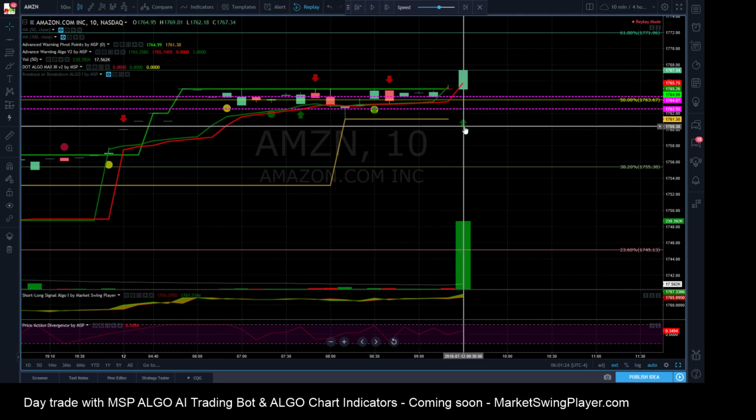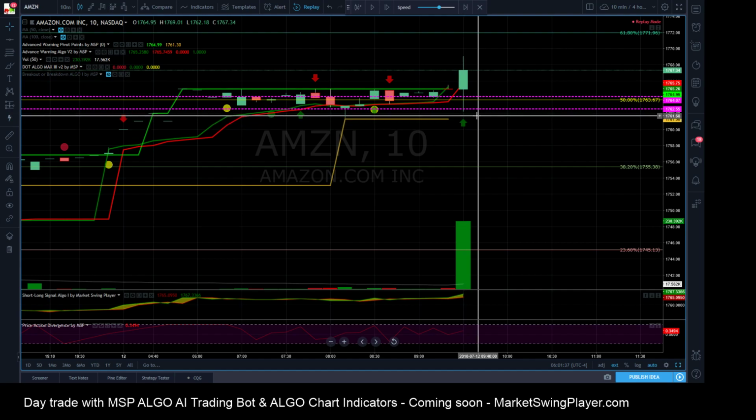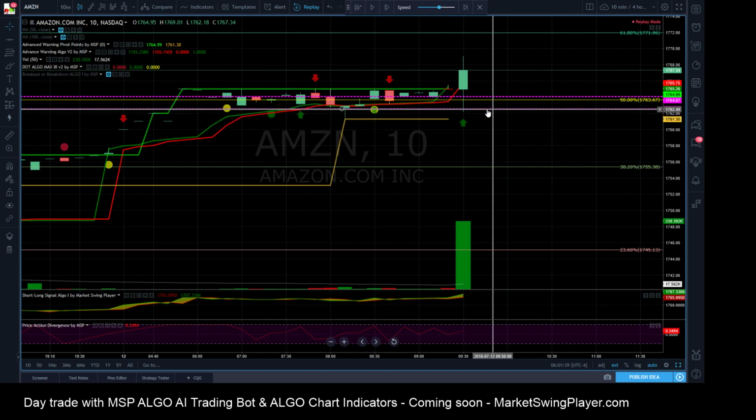Okay, so price opened at around 1765. It hit a low of 1762. So it hit our range where we want to go long. We already did our analysis. We want to go long.